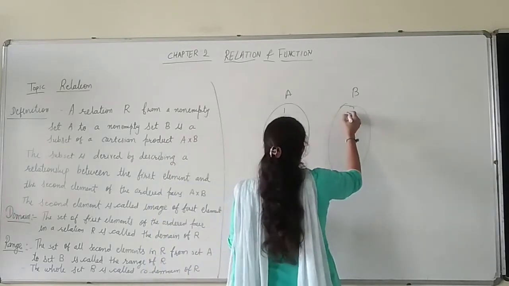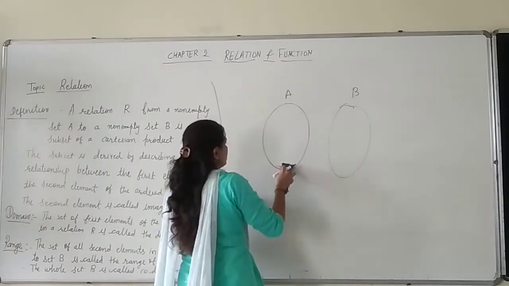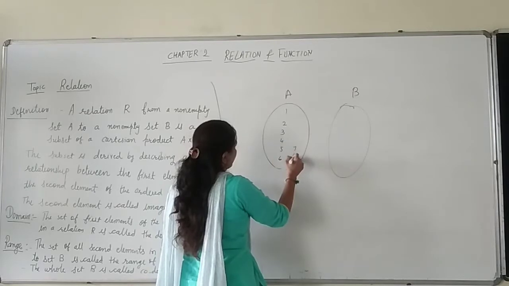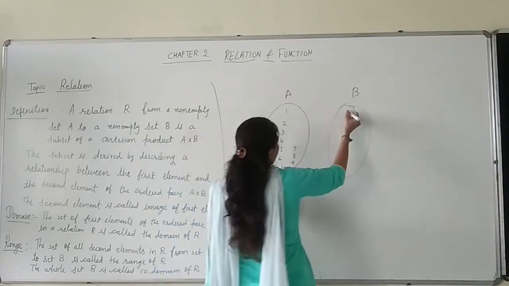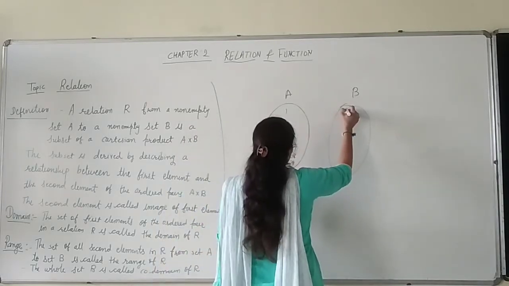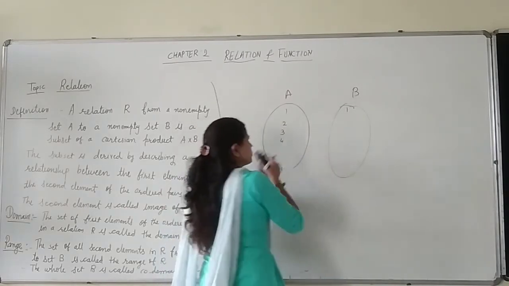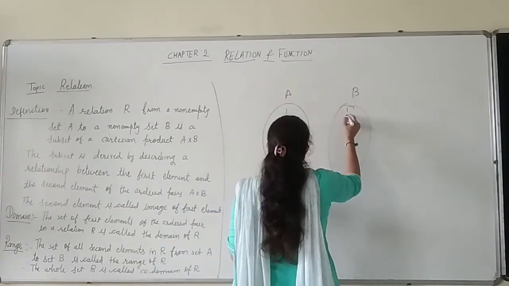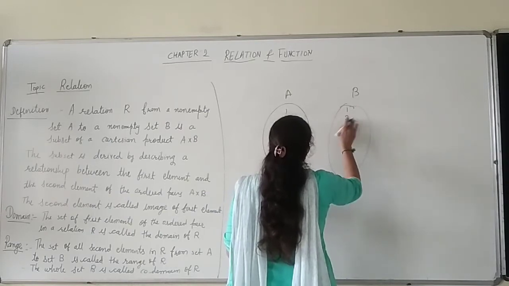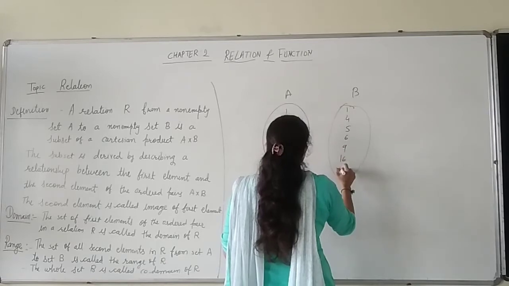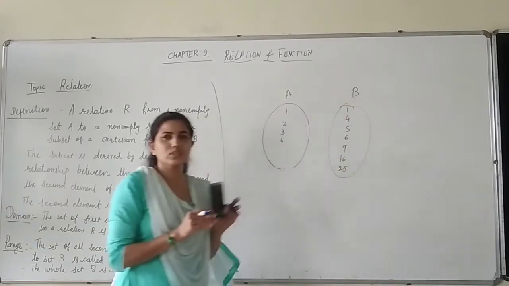And here, no, it is only 1 to 10: 1, 2, 3, 4, 5, 6, 7, 8, 9 and 10. And here 1 to 100. Let me reduce it. So here 1, 2, 3 only. And here 1, 4, 9, 16, 25. Let me write down this many.